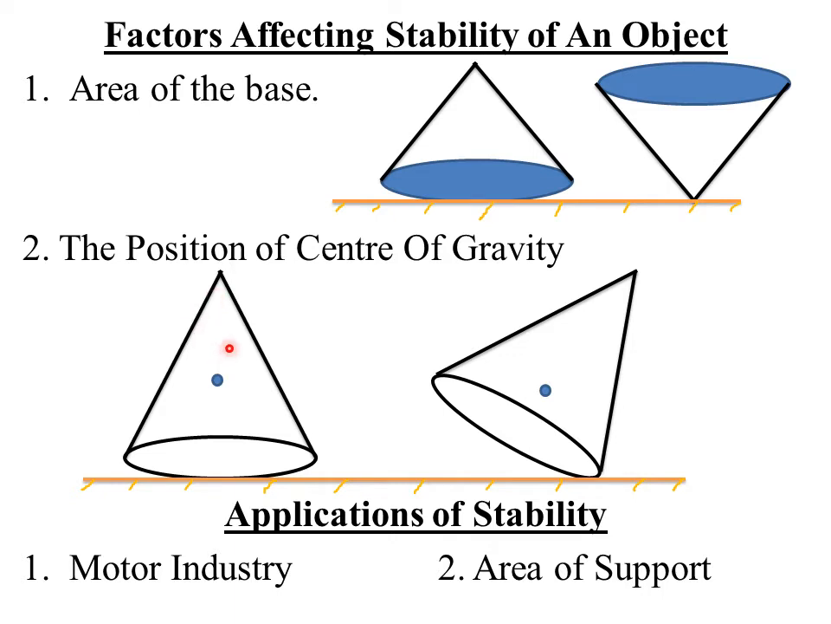So we are saying that the lower the position of center of gravity, the more the stability of an object. Then the higher the position of center of gravity, the lesser the stability of an object. Therefore, we can easily conclude that the position of center of gravity of an object is inversely proportional to the stability of an object.